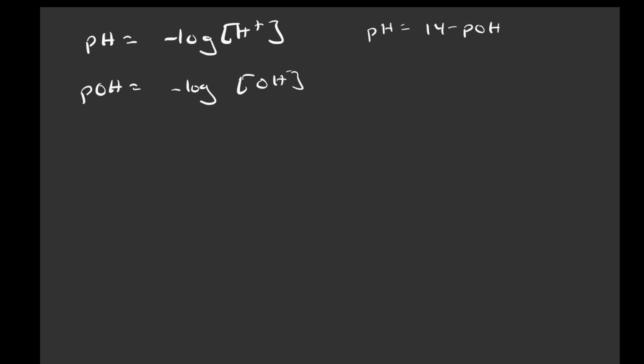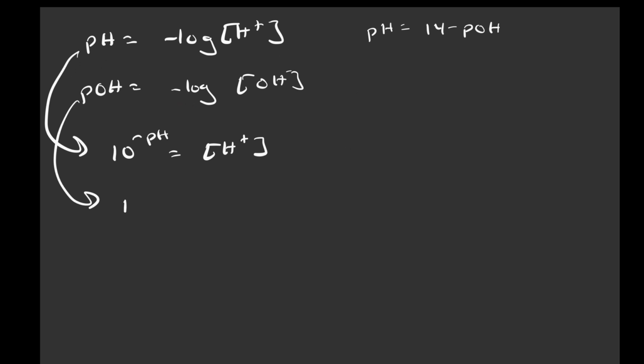And then the last two equations that we'll use for now, at least, are how to switch up these two equations. How do we get rid of the log, pretty much? By doing so, we get this equation where 10 to the negative pH is equal to the concentration of H plus. And here we also get that 10 to the negative pOH is equal to the concentration of OH minus.